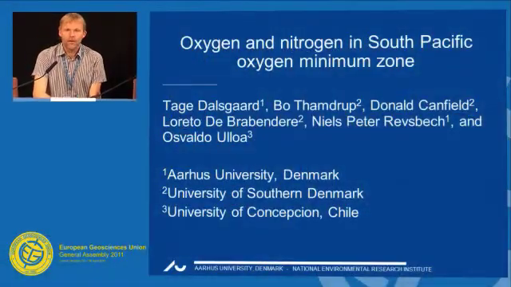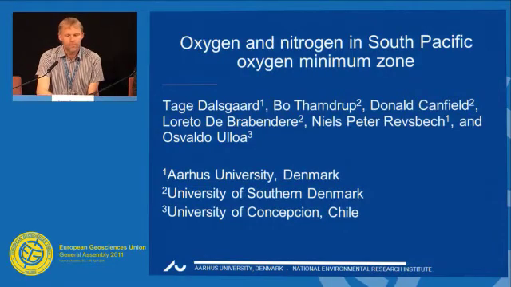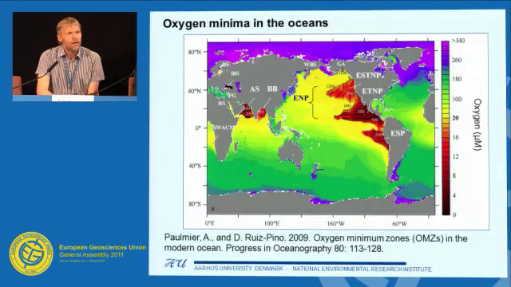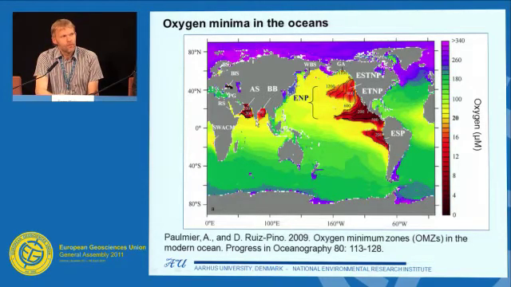Okay, I will present some results about oxygen and nitrogen in the South Pacific oxygen minimum zone of Chile and Peru. I show a map a bit similar to what Caroline just showed, showing the oxygen minima in the oceans. The more dark red and black it gets here, the lower are the oxygen concentrations. There are three major oxygen minimum zones of the ocean: the Arabian Sea, the eastern tropical North Pacific, and the eastern tropical South Pacific. And this is down here where we have worked, so that's where I'll concentrate.